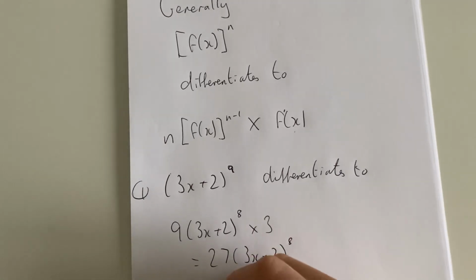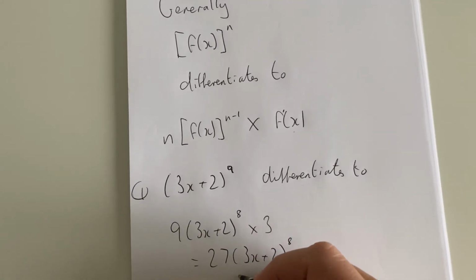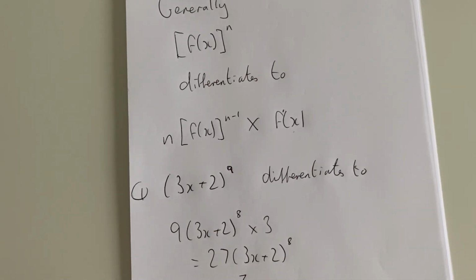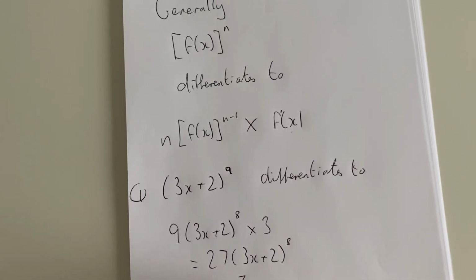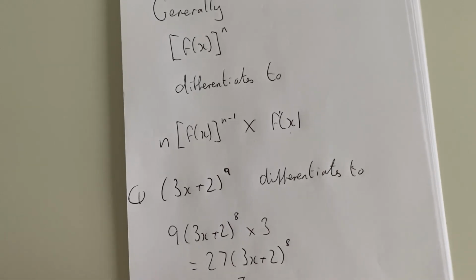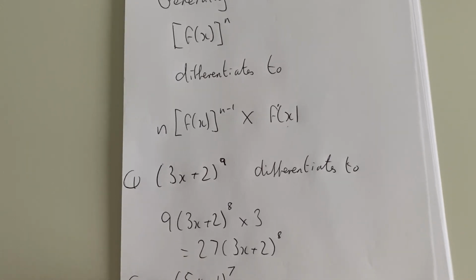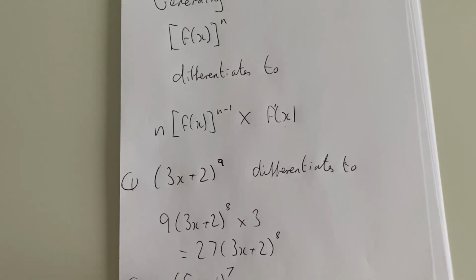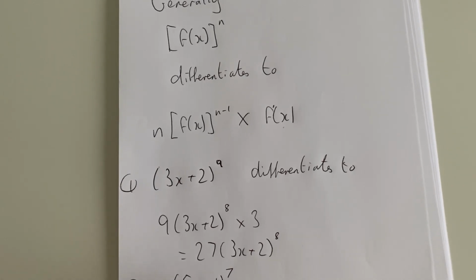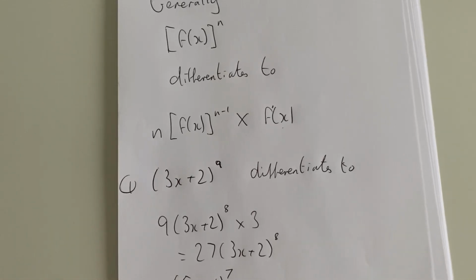If we go for 5x minus 1 to the 7, if we differentiate that, then multiply by the power and lower the power by 1, like you would do before. But you've got to then multiply by the differential of this, which is 5. So 35, 5x minus 1 to the 6. Right, third question.